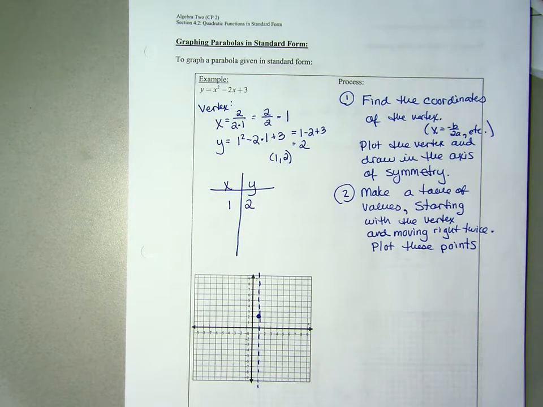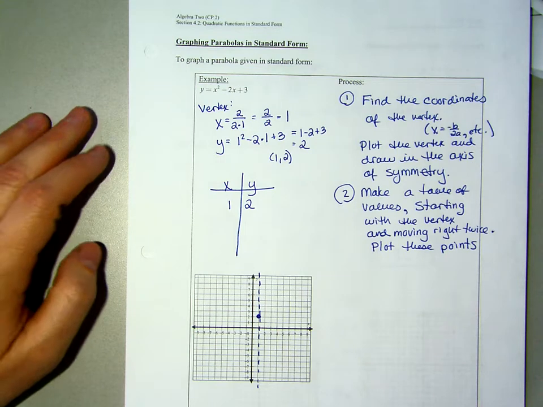So I'd like you to make a table, x in one column, y in the other column, and we already know the first point in the table, 1, 2. We already went through all the work to find that. We don't have to do more work to get that. Here's what I mean by the moving right twice thing.